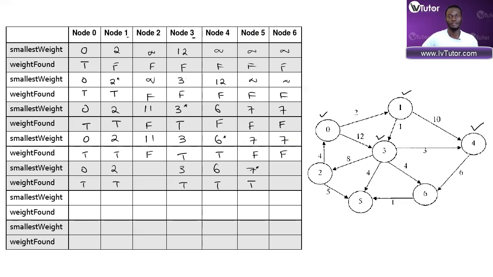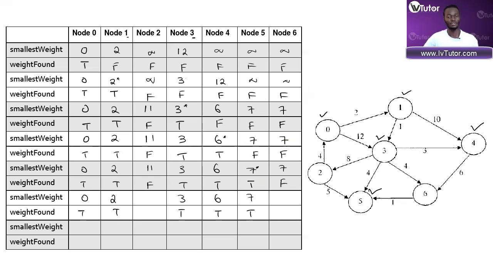I'm now on node number 5. So I'm now here. Where can I go from 5? Nowhere else. So I'm done with 5. Well, what do you do after that? Copy everything else. So we copy our 11, false, 7, false. Next iteration, copy everything that's true. 0, true, 2, true, 3, true, 6, true, 7, true.